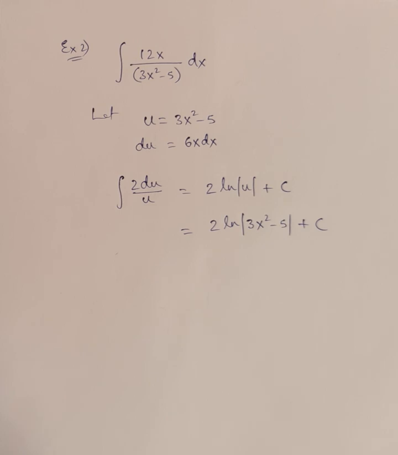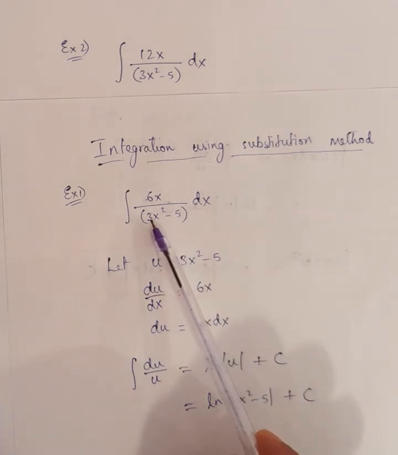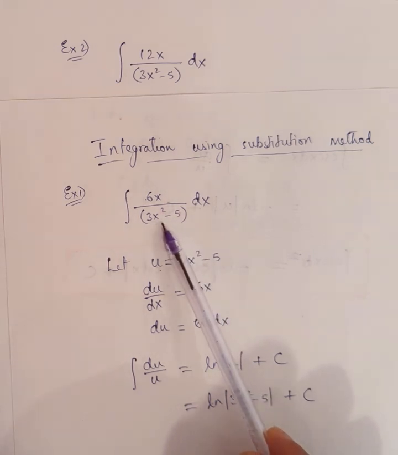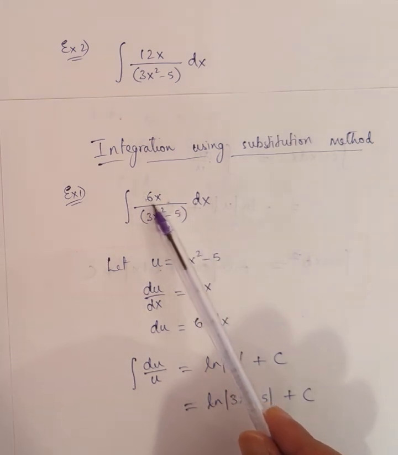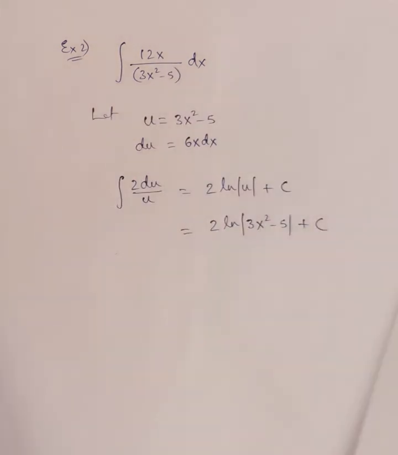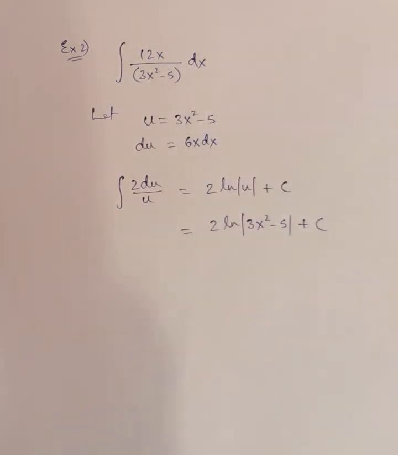So here is the key. When you're using substitution method, what you want to notice is some part of your integrand is a function and the rest of it is the derivative or some constant multiple of the derivative. So in other words, if you see a function and its derivative in the integrand, then that calls for substitution method.